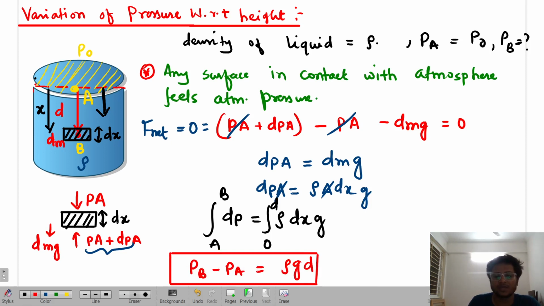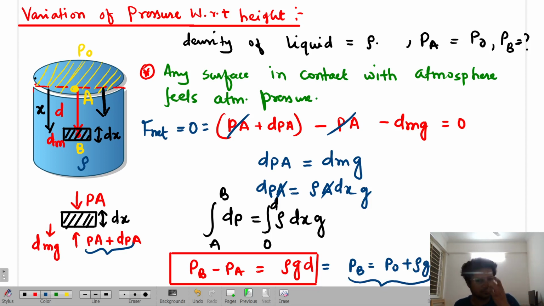Now the pressure at A is the atmospheric pressure P naught. So this equation can be further resolved and written as: pressure at any random depth is nothing but atmospheric pressure plus the pressure provided by the liquid above that point. Are you able to get me or not?